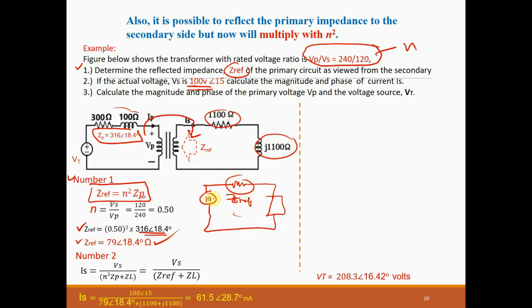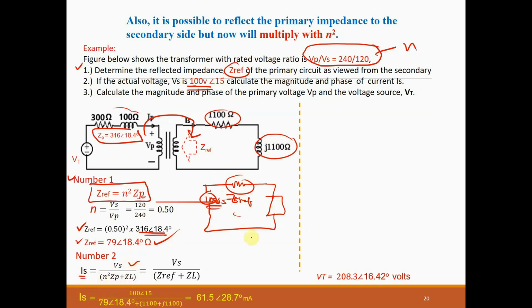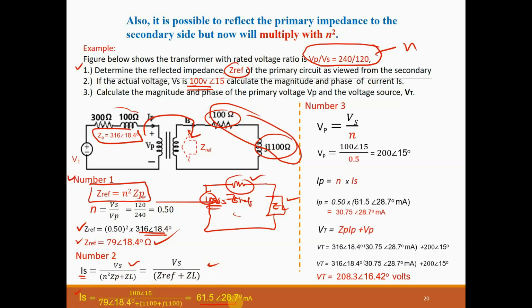So this is now 100 angle 15, right? So we can calculate IS will be equal to VS over the total impedance, this one plus this impedance, this is Z L, this combined here. So we will have VS is equal to Z reflected plus Z L, and we will have IS here equal to 61.5 angle 28.7 degrees. Okay?